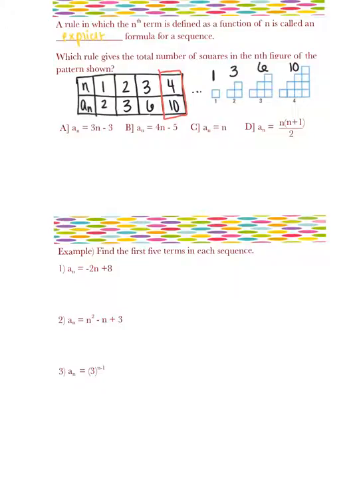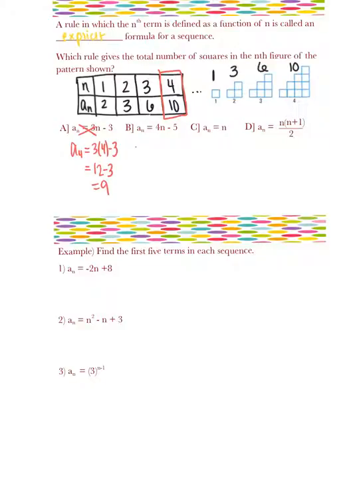Now, if I have an explicit formula, that means I should plug in a 4, and whenever I simplify, I should get a 10 back. So let's check letter A, my first choice. a sub 4 equals 3 times 4 minus 3. Well, 3 times 4 is 12, and 12 minus 3 is 9. So this does not represent my sequence, just because it would have to match all of these, and it doesn't even match the one that I've plugged in.